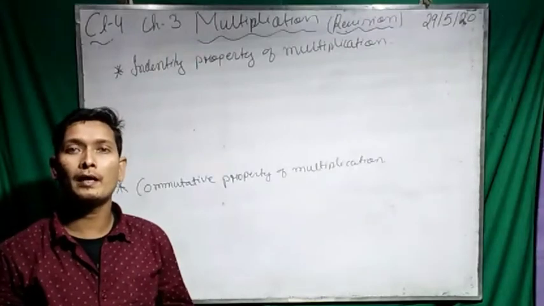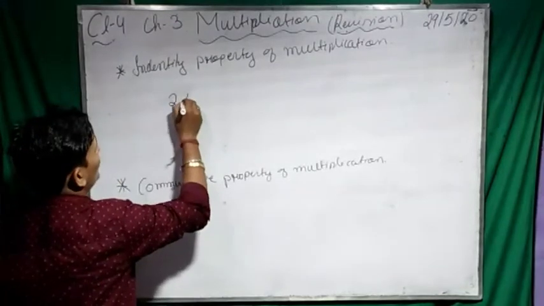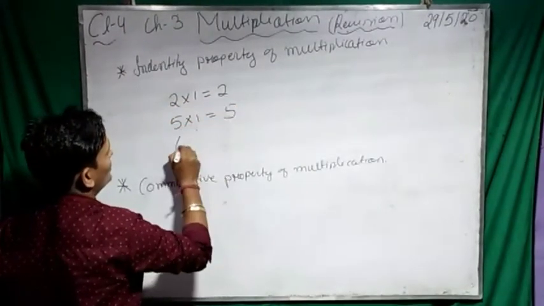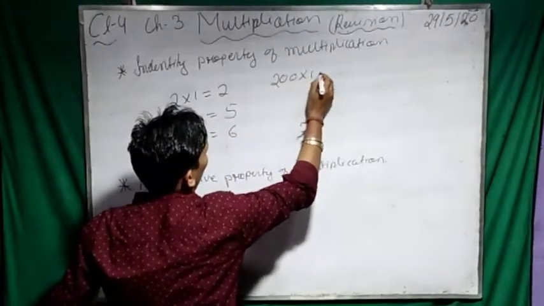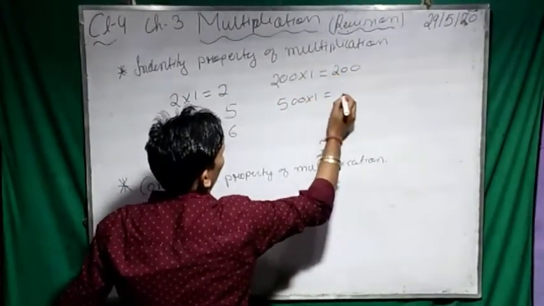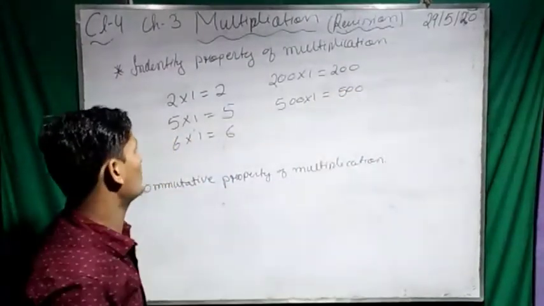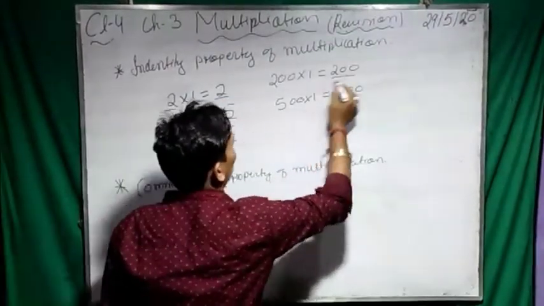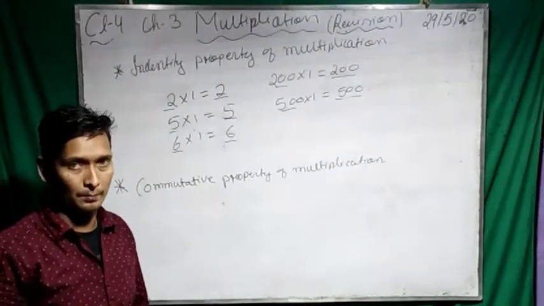So whenever we are multiplying by 1, the answer is the number itself. 2 multiplied by 1, the answer is 2. 5 multiplied by 1, the answer is 5. 6 multiplied by 1, the answer is 6. 200 multiplied by 1, the answer is 200. 500 multiplied by 1, the answer is 500. So it goes on. Whenever we multiply by 1, we get the same number as the answer. This is the identity property of multiplication.